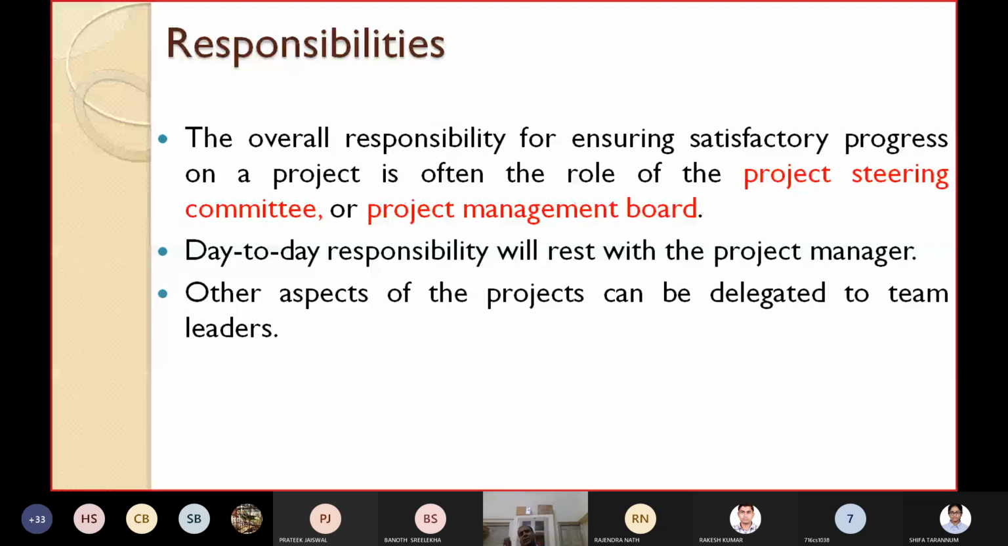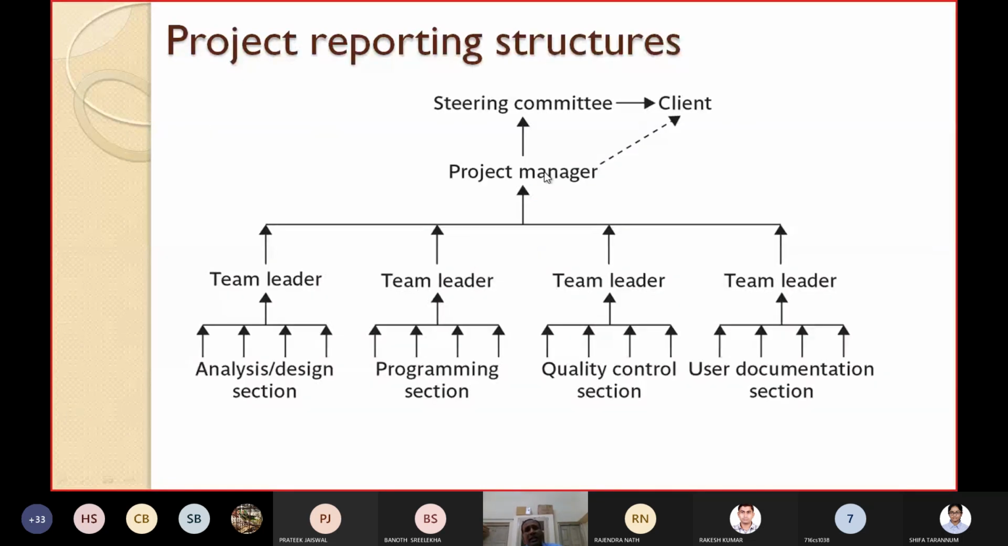Under the team leaders, several other persons like coders, programmers, and designers may work. If you arrange this in a structure, the steering committee is the topmost authority for a project. Under the steering committee, one project manager will be there. The steering committee has to interact with the client. In some cases, they authorize the project manager to interact with the client.